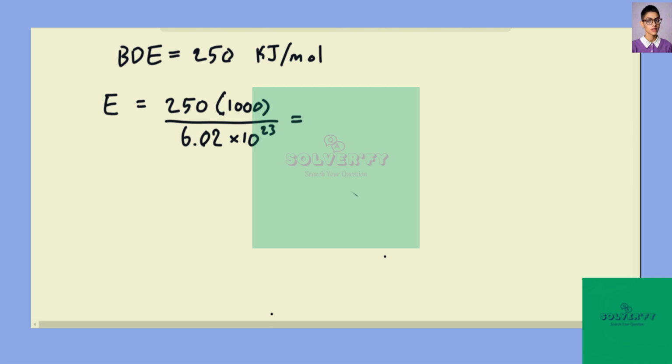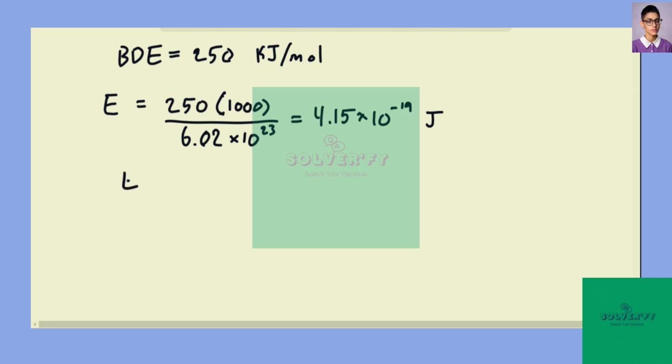So if we do that calculation, the value we come up with is 4.15 times 10 to the negative 19 joules. So really not much energy is required to break that bond at all. Okay, so now we get to delve a little bit into the world of quantum, which is not something you get to do very much when you're doing organic chemistry.